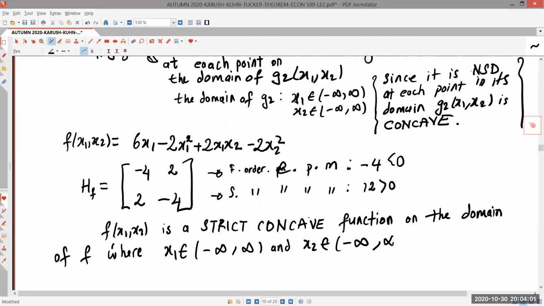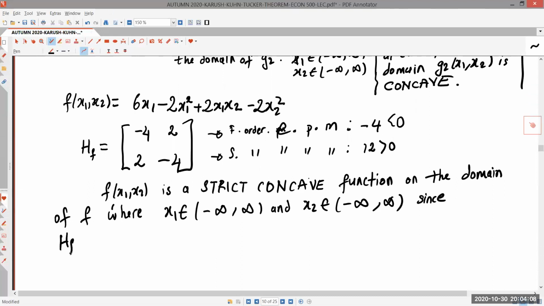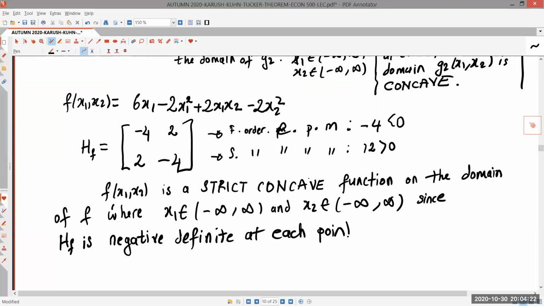Hiçbir problemi yok. Okay. Since this Hessian matrix is negative definite at each point on the domain of F. Okay, so here, this is a concave programming problem.